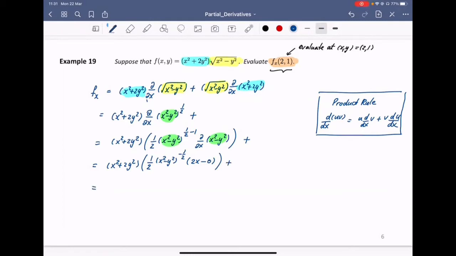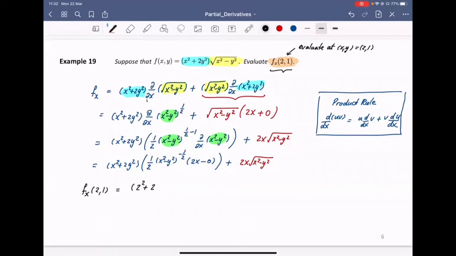I do not need to simplify, just at the end I'm going to plug in the numbers 2 and 1, and that's all. But let's do the second term here. The second term, I have the square root of x squared minus y squared, which is already good. And then you differentiate x squared plus 2y squared with respect to x, so you get 2x, and you differentiate 2y squared with respect to x, so you get 0 because y is constant. On the second term, this is pretty simple. All right, so you are ready to plug in numbers now. So why not, right? f_x at (2,1): this is plug in 2 squared plus 2.